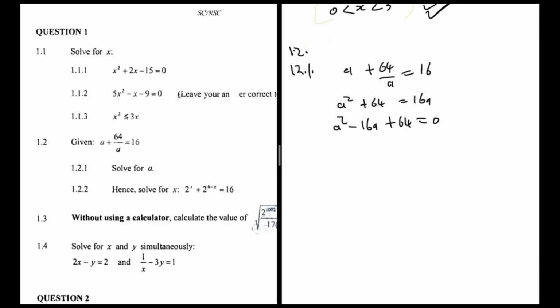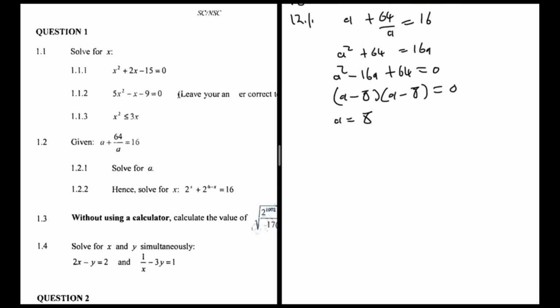So now I have to factorize this, right? Which two numbers do I multiply to get 64, but when I add, I get minus 16? That's minus 8 and minus 8. So I'm going to get a minus 8 multiplied by a minus 8 equals 0. So a equals 8 basically, because I'd be repeating myself if I say or a equals 8 again.